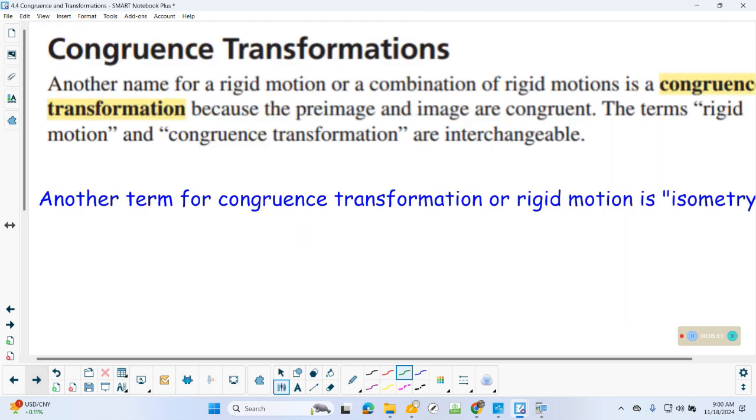More vocabulary that, guess what, you really already know, my friends. Congruent transformations. I've been saying that phrase the whole chapter, with rigid motion, isometry, all the same stuff. So another name for a rigid motion or combination is called a congruence transformation. That's what you have to fill in on the blank. Because the pre-image, remember pre-image is what you start with, and the image are congruent. The terms rigid motion and congruence transformation are interchangeable. I've said it all chapter. And then, obviously, the other term, isometry. Same stuff, you already know it.